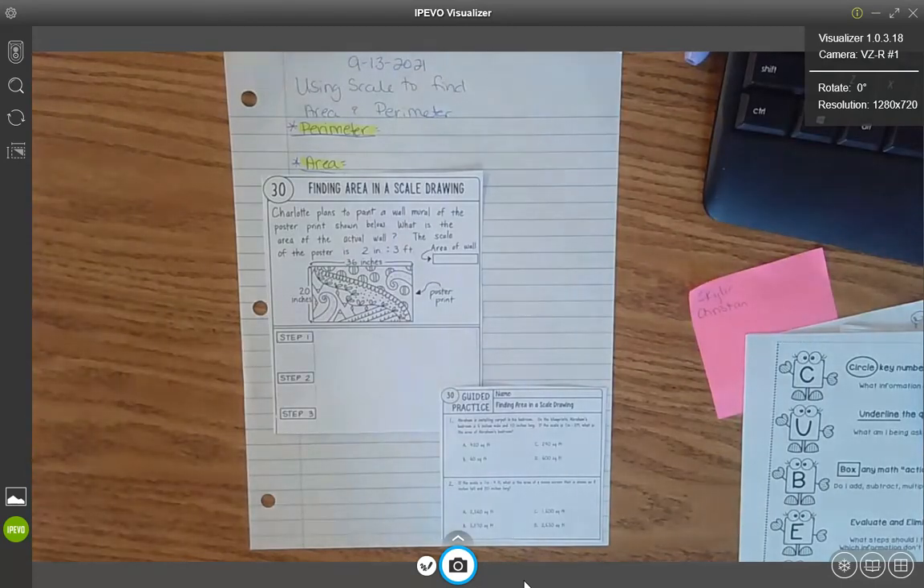So we are going to define perimeter right quick, and we are going to define area. So however you get them squeezed on there, I want you to get those two definitions in there as well. So perimeter and area are two words that we are going to define.